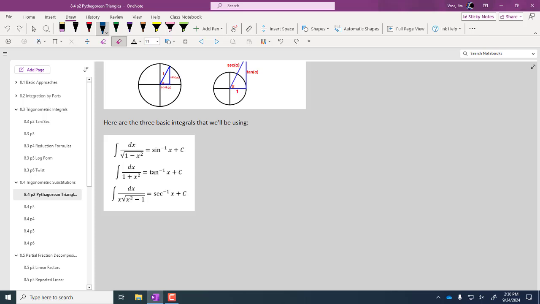Yeah, of course. Okay, so make sure you have these basic inverses down, because what we are going to do is use these basic inverses, and notice that the basic inverses for the inverse trig functions have a 1.